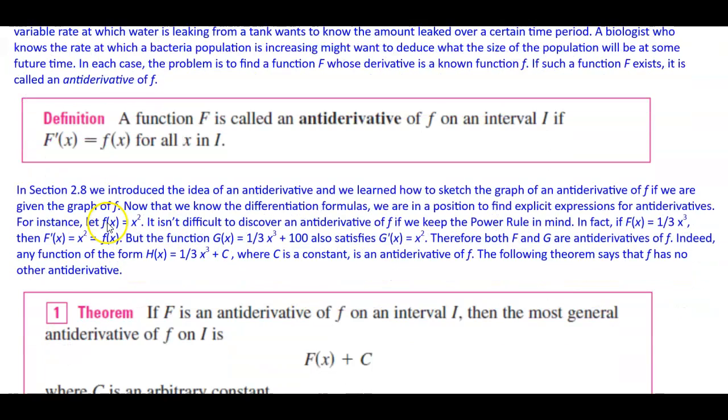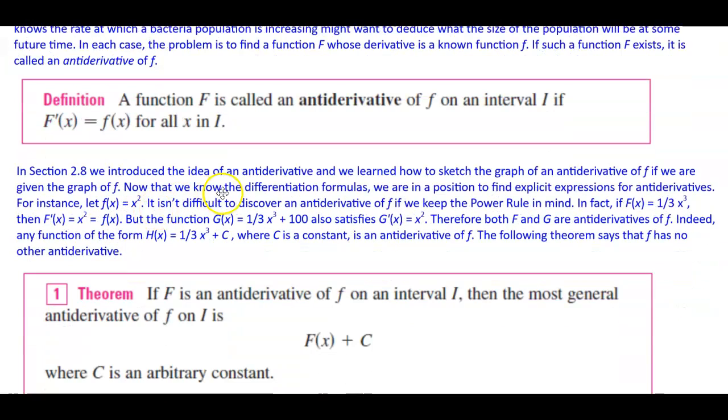Now in section 2.8, we introduced the idea of an antiderivative, and we learned how to sketch the graph of an antiderivative of f if we were given the graph of f. Now that we know the differentiation formulas, we are in a position to find explicit expressions for antiderivatives. For instance, if we let the function f of x equal x squared, it isn't difficult to discover an antiderivative of f if we keep the power rule in mind.